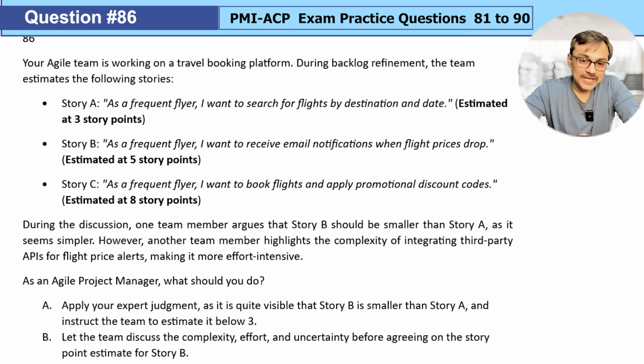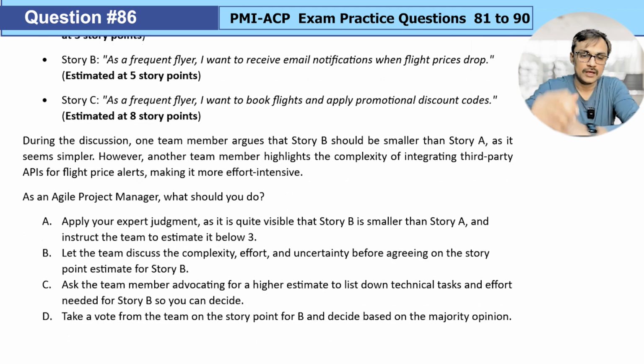So what do we do? As an Agile project manager, what should you do? That's the question. Okay, yeah, so we get it. What we are learning is there is a conflict between the two developers about the estimation of the size. One story is basically about searching the flight. Another story is providing notification on the price drop. And one believes they should not be like this. That's the situation. Let's see what the options are and what we should do in this particular case.